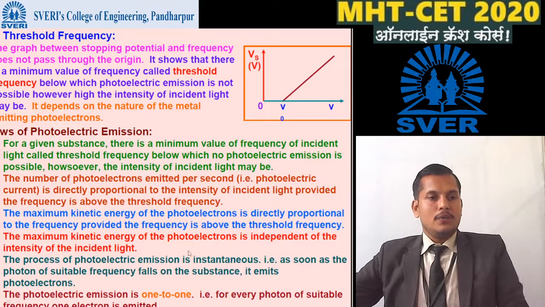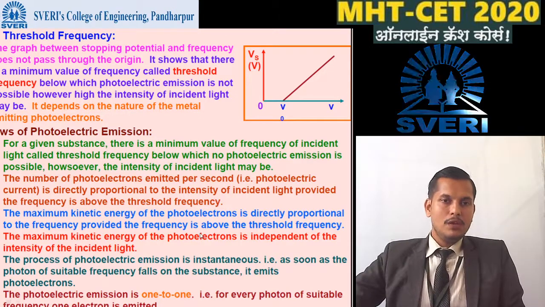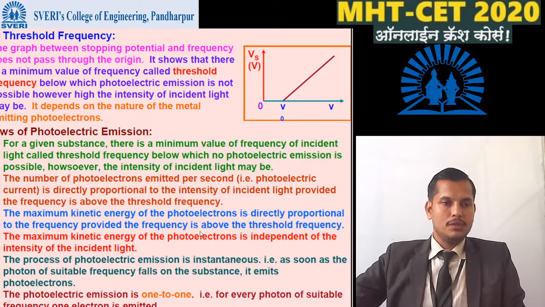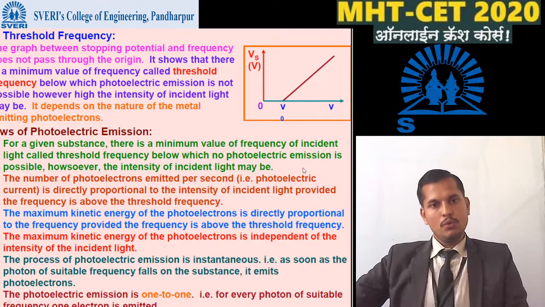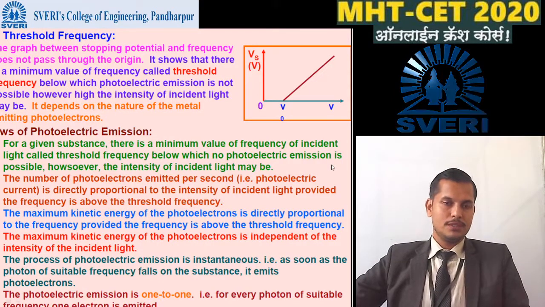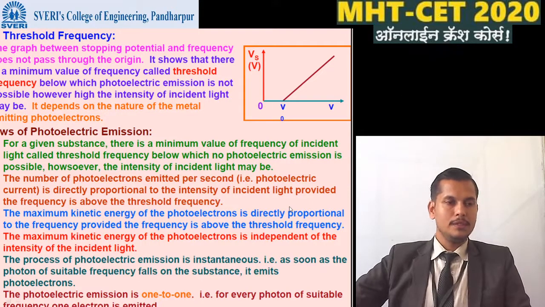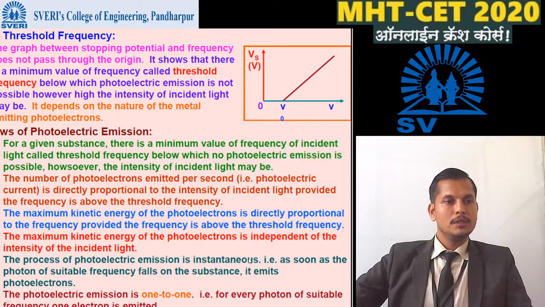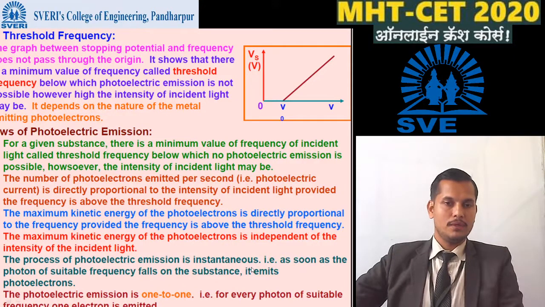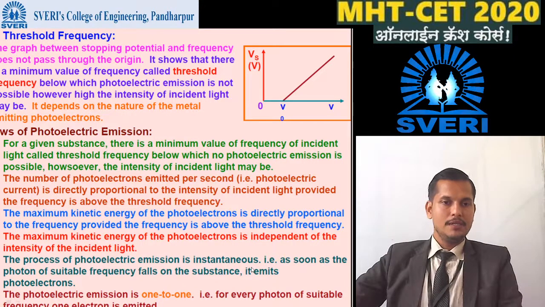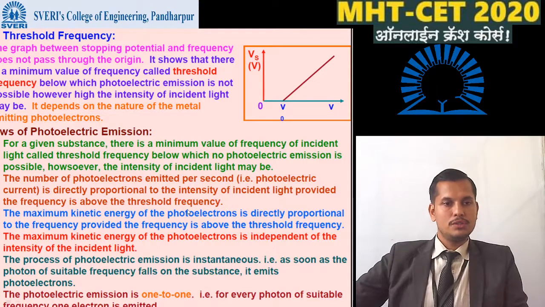The laws काय सांगतात, for a given substance there is a minimum value of frequency of incident light called threshold frequency. Minimum value जी आहे frequency त्याला आपण threshold frequency म्हणतो, below which no photoelectric emission is possible. ज्याच्या खाली photoelectric emission हे possible नाहीये. Next, the number of photoelectrons emitted per second is directly proportional to the intensity of incident light. Intensity जी light ची आहे तर त्याच्यावरच number of photoelectrons किती emit होतात तर ते dependent आहे.